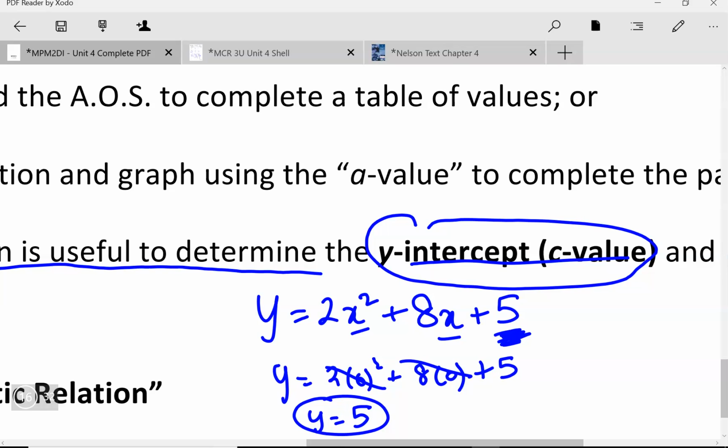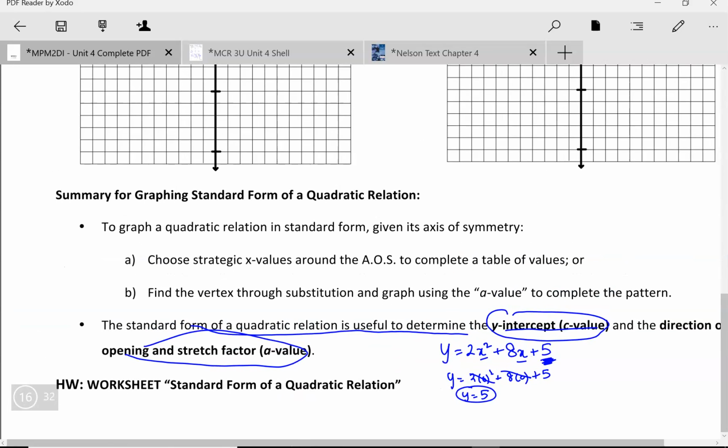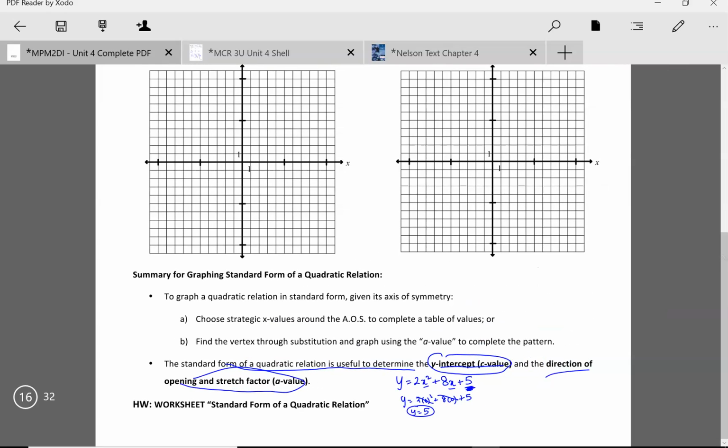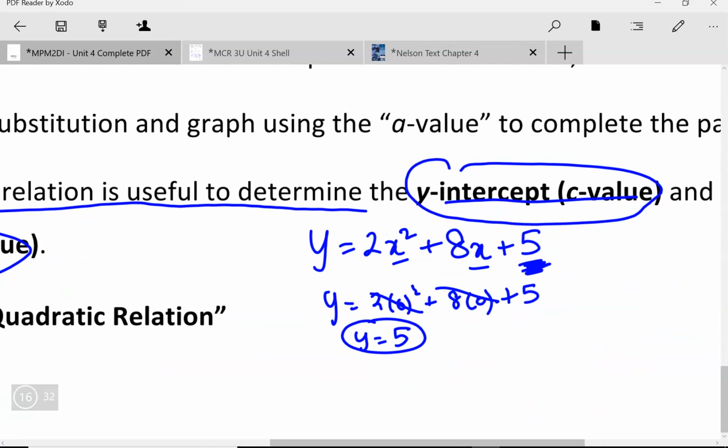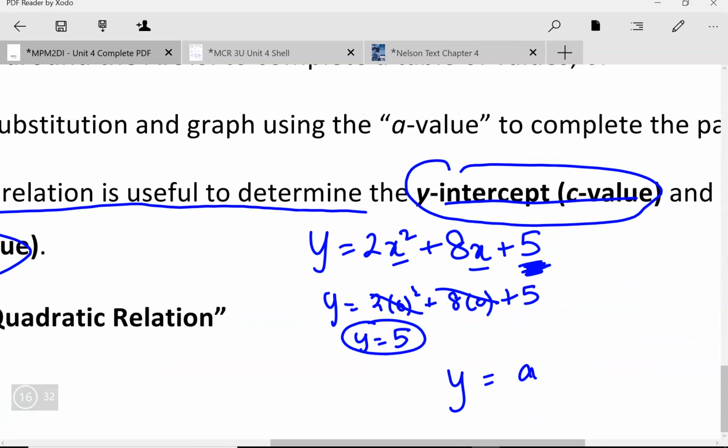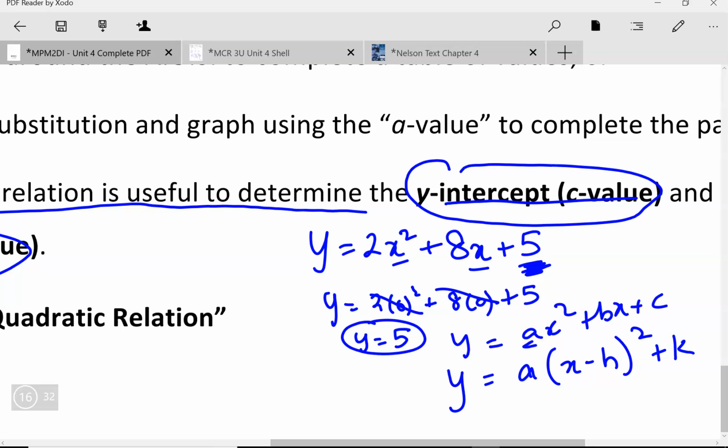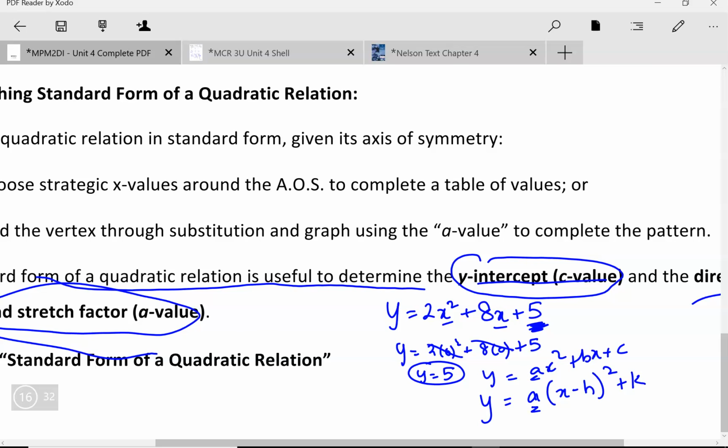So you do get the y-intercept from the graph, and you also get the direction of opening from our a value. The a value is the same as what we've seen in our vertex form. If you look at our vertex form, a(x minus h) squared plus k, and you compare it to ax squared plus bx plus c, this a and this a are the same whichever form you write it in. So the a does give you, okay, it's same as the vertex form. If the a is positive, it opens up. If the a is negative, it opens down.